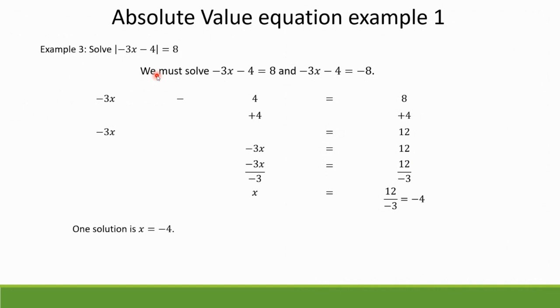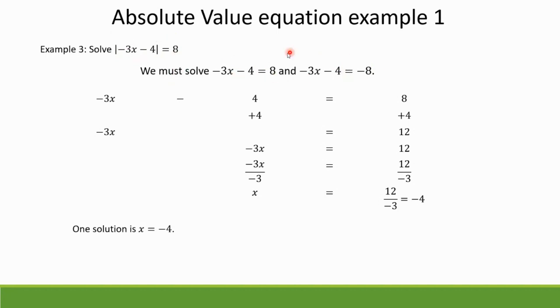So I figured it'd be good to do a little bit with these kinds of questions. We have the absolute value equation: the absolute value of negative 3x minus 4 equals 8. And remember, how do you solve this? You're going to get two equations from it. Namely, minus 3x minus 4 is 8, and minus 3x minus 4 is negative 8, because you're looking for all x so that this equation holds.